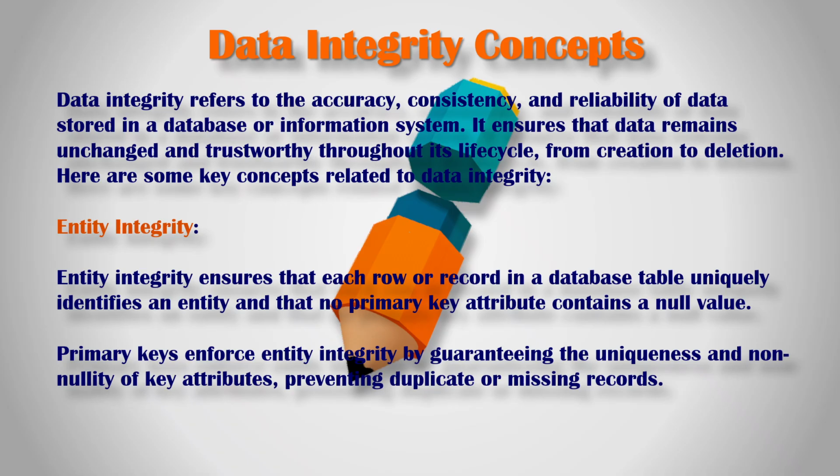Entity integrity. Entity integrity ensures that each row or record in a database table uniquely identifies an entity and that no primary key attribute contains a null value. Primary keys enforce entity integrity by guaranteeing the uniqueness and non-nullity of key attributes, preventing duplicate or missing records.